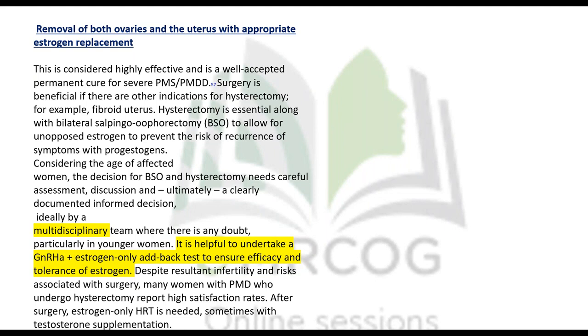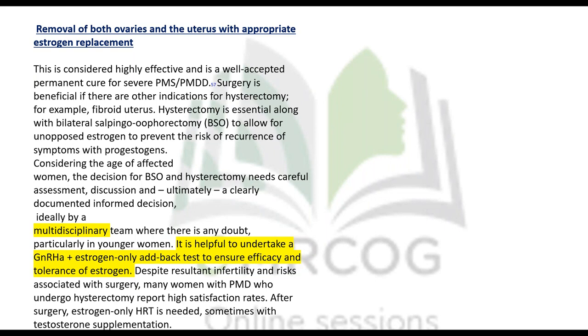What is the form of Addback? We will offer her estrogen. So we give her this trial to check whether she will tolerate the estrogen or whether her symptoms are elevated.